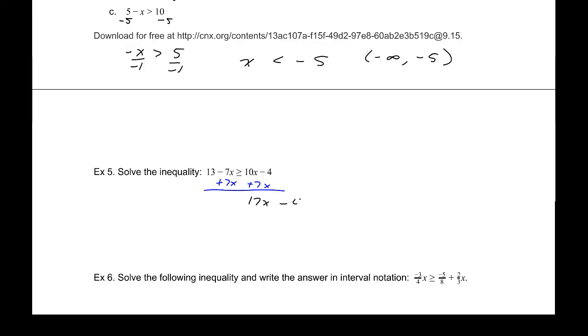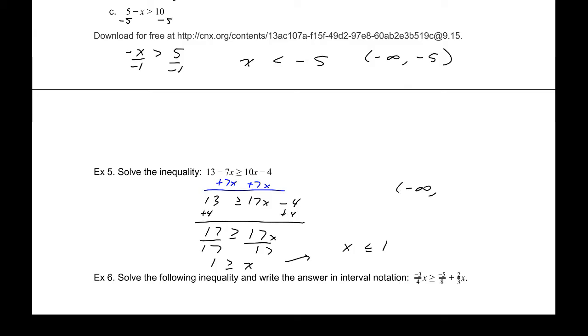So 17x minus 4, and that is greater than or equal to 13. Now we can add 4 to both sides. So 17 is greater than or equal to 17x. Dividing by 17, I have 1 is greater than or equal to x, also known as x is less than or equal to 1. Right, so I can write that in interval notation as negative infinity to 1, including 1.